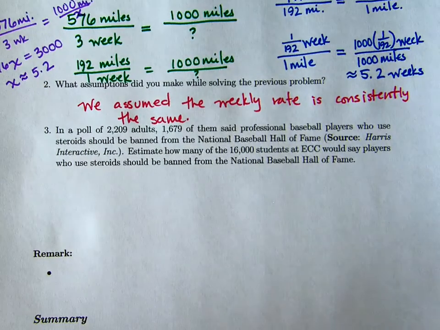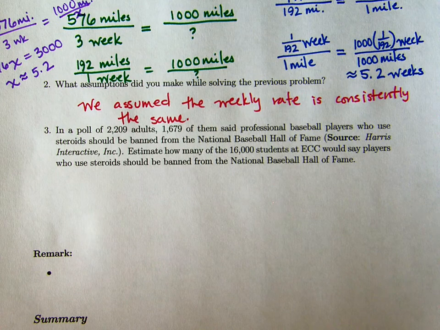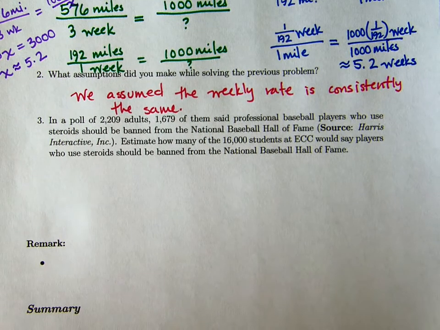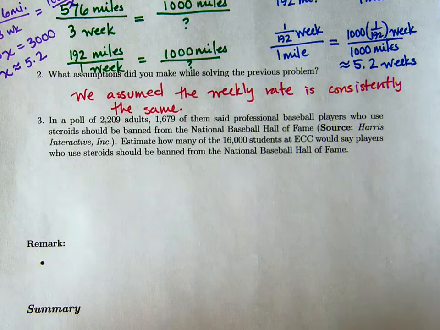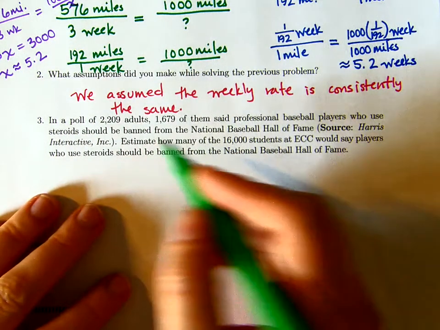All right. In a poll of 2,209 adults, 1,679 of them said professional baseball players who use steroids should be banned from the National Baseball Hall of Fame. Estimate how many of the 16,000 students at ECC would say players who use steroids should be banned if we use this to make our inferences. So if we use this sample to make our inference, how many ECC students would that be? All right, here we go.